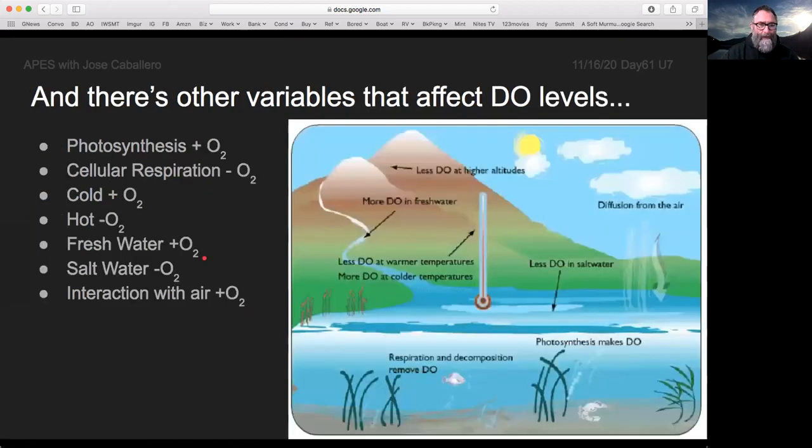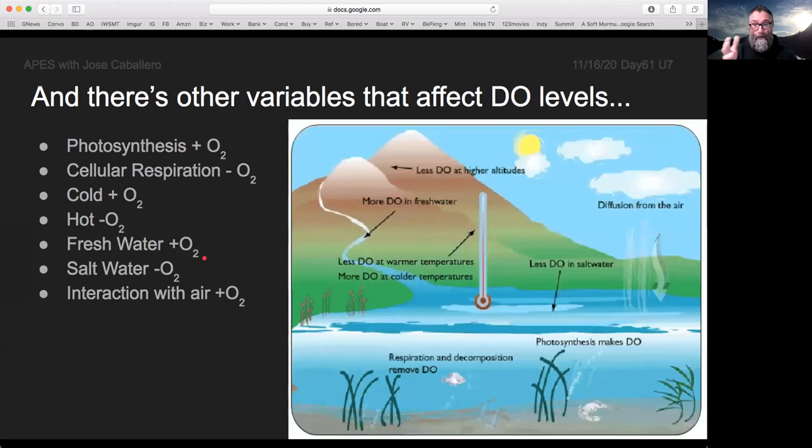Moving on. There are other variables that affect dissolved oxygen levels. I'm not sure how much of this you would need. You probably know that photosynthesis makes oxygen and cellular respiration takes it out. So if you look at the image on this screen, you can imagine that those plants are breathing out oxygen because of photosynthesis, and those fish are using cellular respiration to use the oxygen to do stuff.